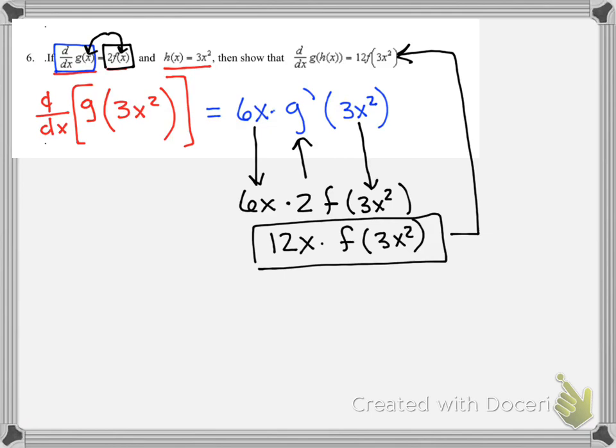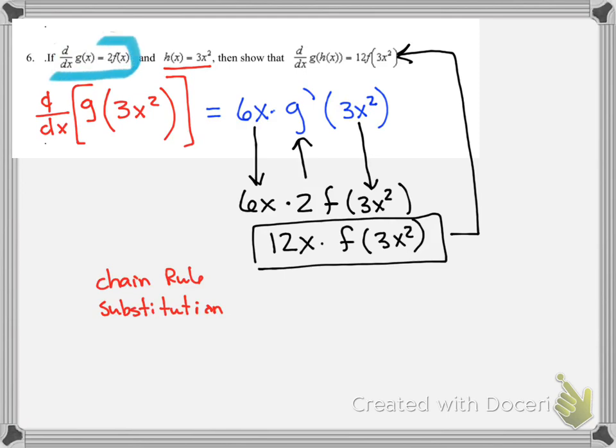Some key ideas: we had to know the chain rule, and we had to use this idea of substitution. Typically, in any AP problem, every piece of information will be used for something. And so when we think about this right here, we had to use this somehow, and that's where it was used.